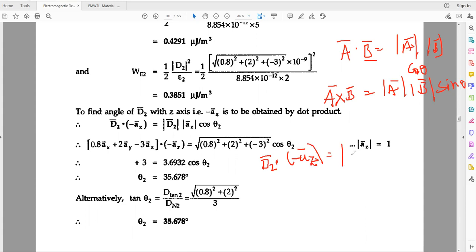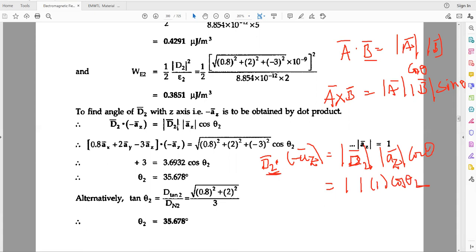Apply the dot product here: magnitude of D2 bar and magnitude of AZ bar cos theta 2. What does the D2 magnitude mean? It is the square root of 0.8 squared plus 2 squared plus minus 3 squared, which is the D2 bar. For AZ bar, what is the coefficient of AZ? It has only 1, so the value is 1, and cos theta 2.